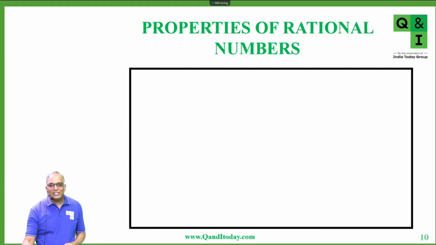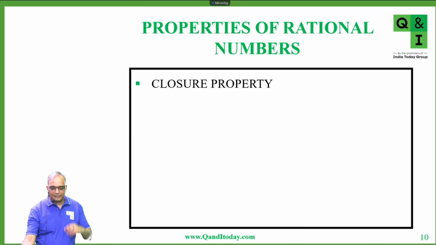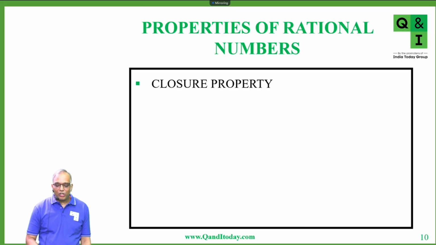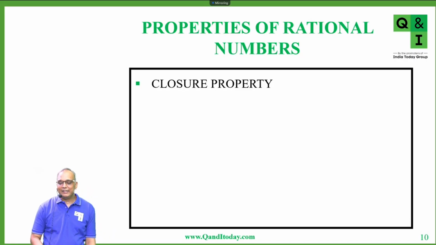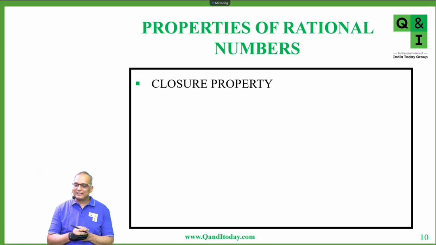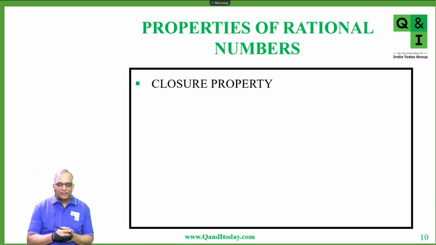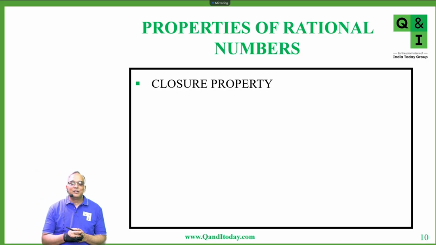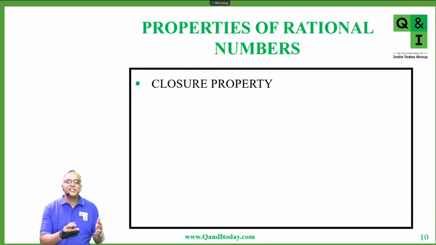Now, properties of rational numbers. So the first property is closure property. What does closure property mean? Can anyone tell me? Yes, sir. Yes. Sir, a rational number, either subtracted, added, or multiplied by another rational number would always result in a rational number. Okay, so then we say that rational numbers are closed under addition, subtraction, or multiplication, right?